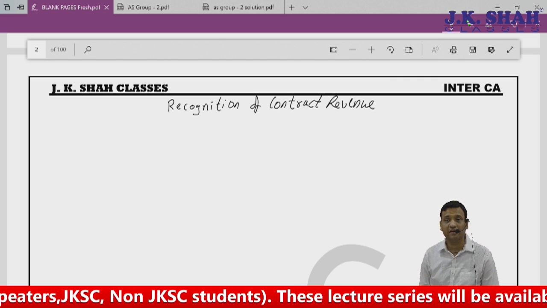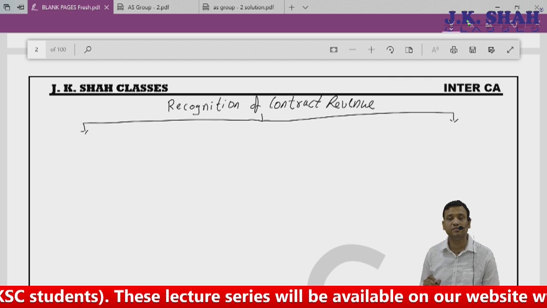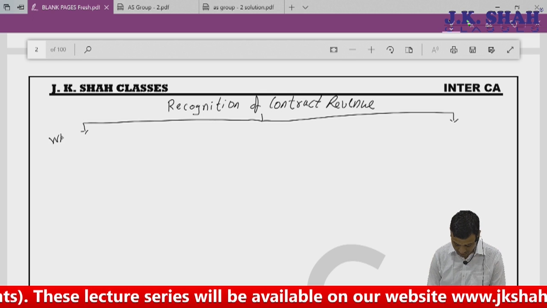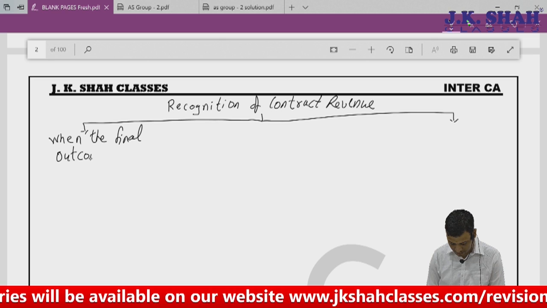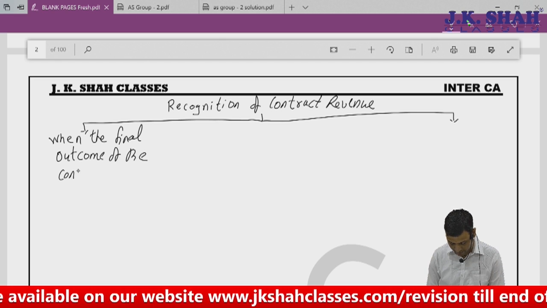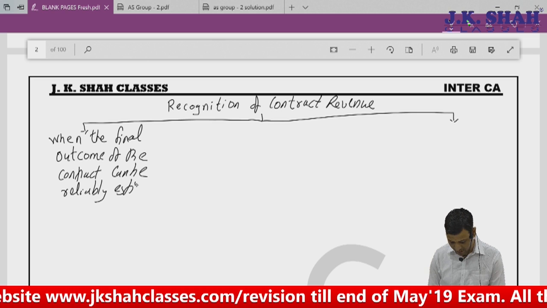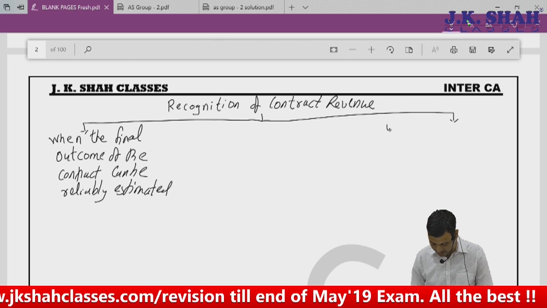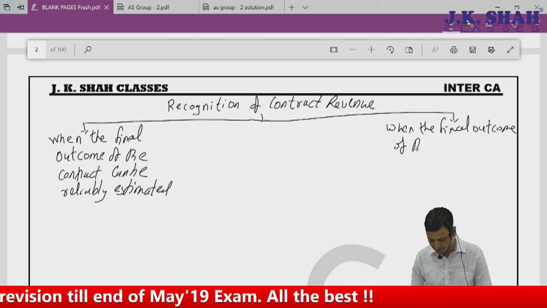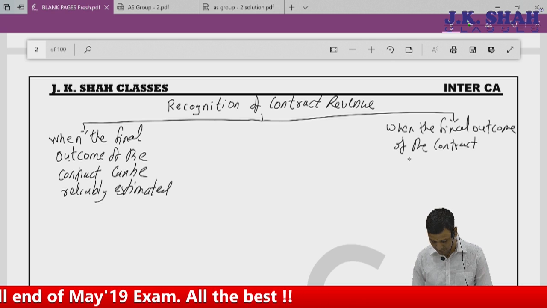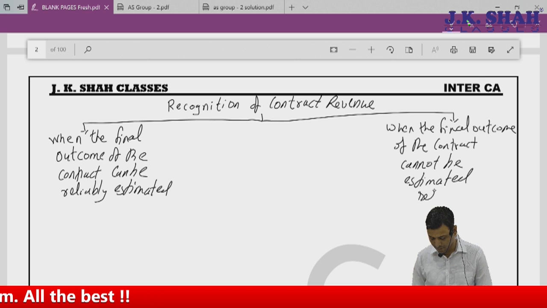Now, when I talk about recognition of contract revenue, I will bifurcate this into two parts. First, when the final outcome of the contract can be reliably estimated. And the second area, when the final outcome of the contract cannot be estimated reliably.